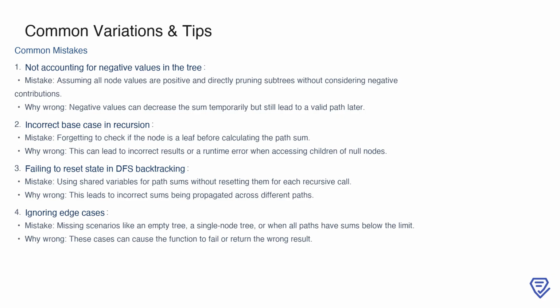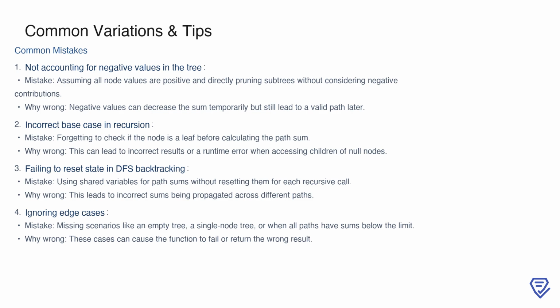Here are some common mistakes to watch out for when solving this problem. First, not accounting for negative values in the tree is a frequent issue. Assuming all node values are positive can lead to prematurely pruning subtrees, even though negative contributions might still allow a valid path to meet the condition later.